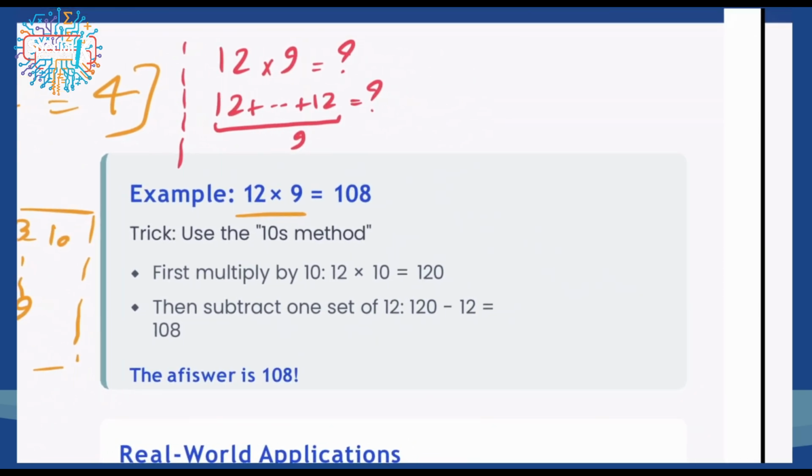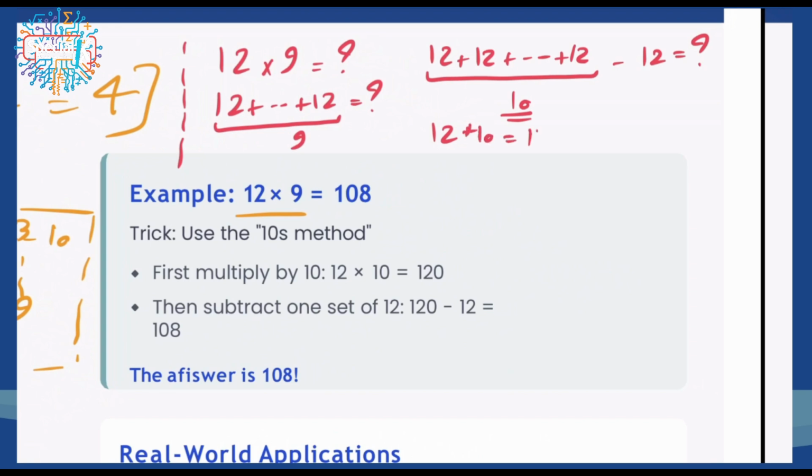So this is also okay if I say that if I add 12 10 times, and if I subtract another 12 out of it, I can find my number. Okay, so 12 multiplied by 10, when I have 12 added 10 times by itself, means that I have 120. But this is not the final answer. I still have to subtract 12 out of it.